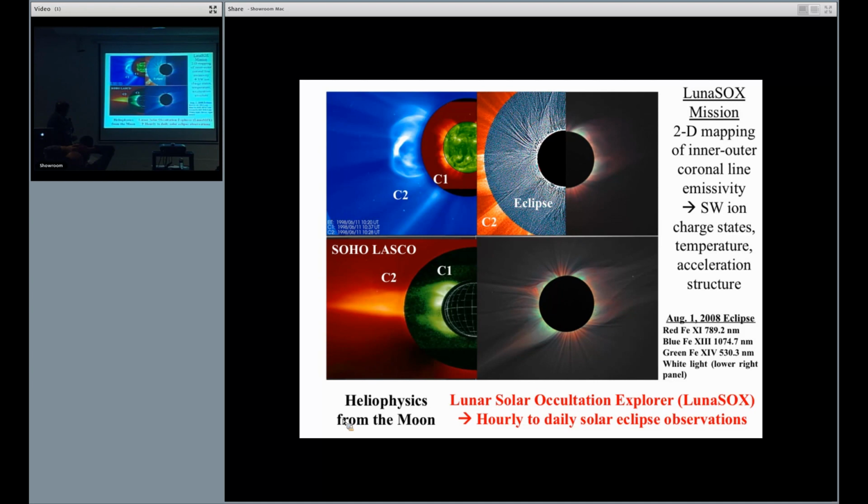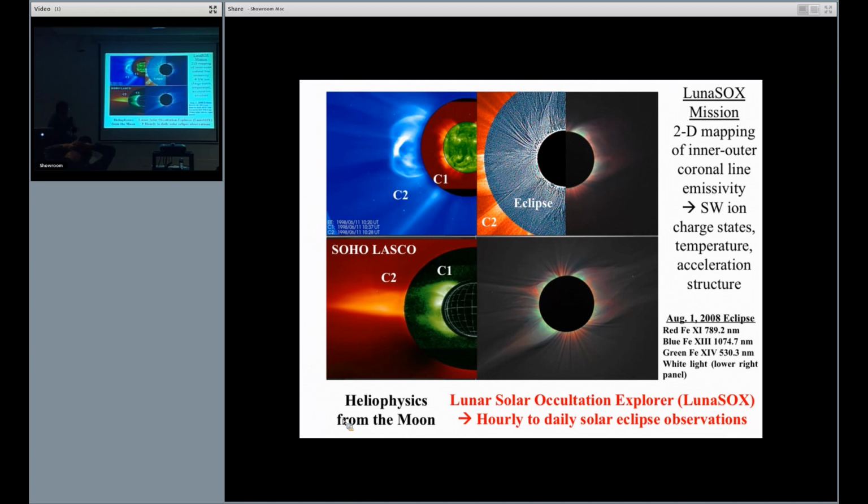And so the concept is doing that with a lunar orbiter, which we might call the Lunar Solar Occultation Explorer, again, LunaSOX. If we're in lunar orbit, we could be doing these observations with the occultations on the east and west side with respect to the sun, on an hourly to daily basis, depending on the orbit. So this is an example of what you could do in heliophysics from the moon.